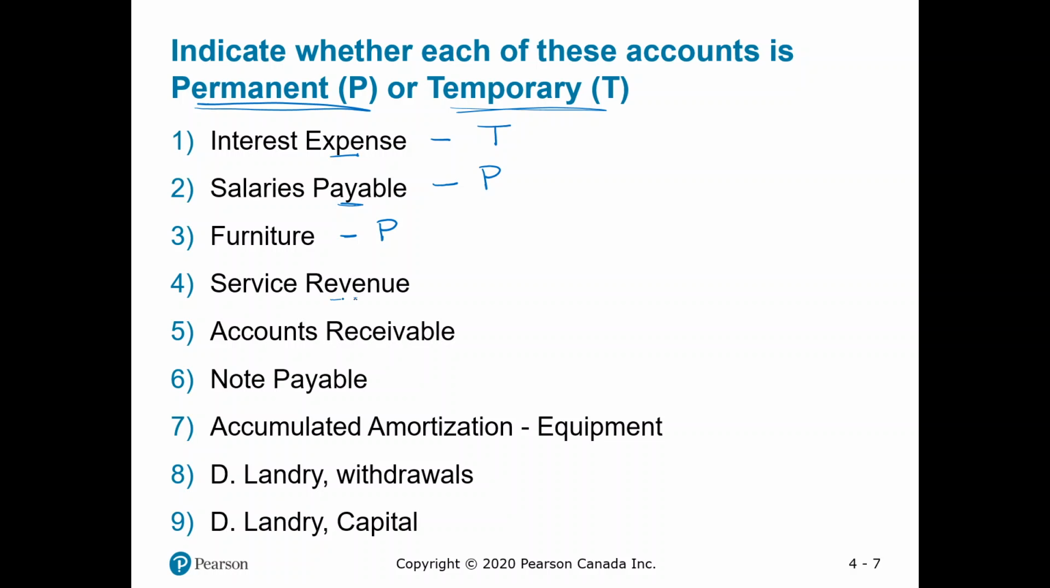Service revenue. Well, a revenue account we track just for a period of time. Therefore, once that year is ended, we need to close the revenue. So it is a temporary account. Accounts receivable is an asset. So this is permanent. We still need to collect this money even though the year ends. So we carry that balance forward.